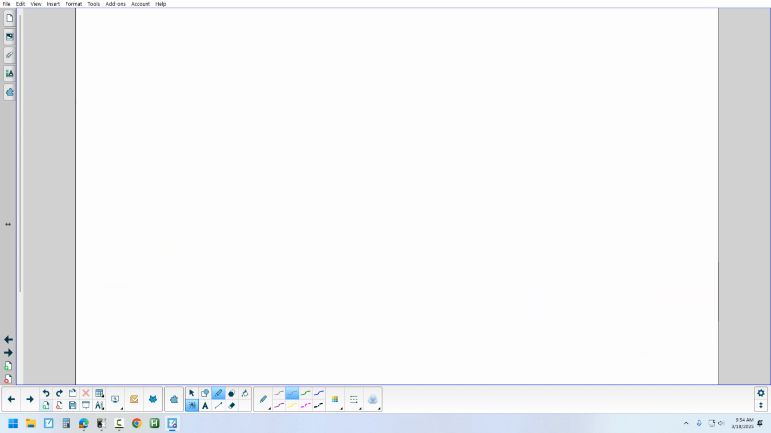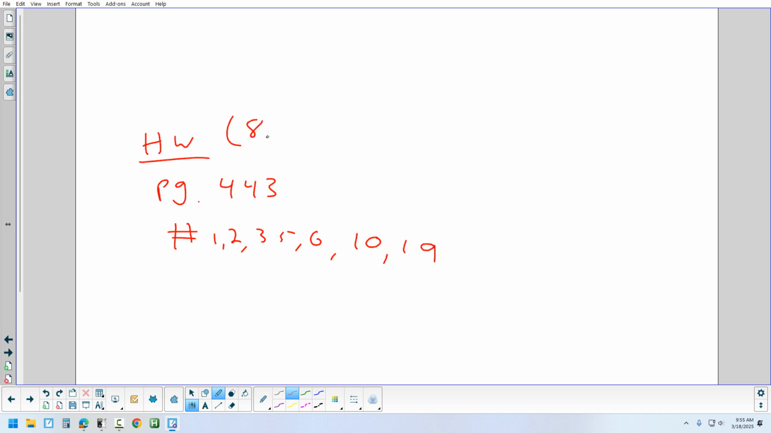So homework for tonight. Can someone remind me, what was the page? Page 443. 443, thank you. Okay, so homework tonight is just 8.2. I'm not going to give you any homework on 8.3 till tomorrow.